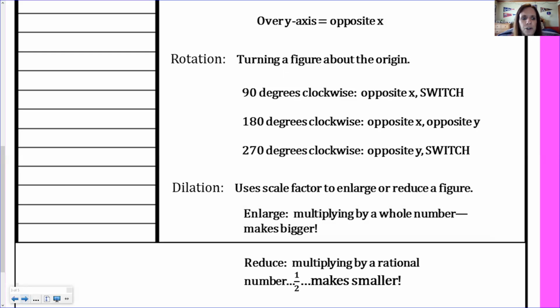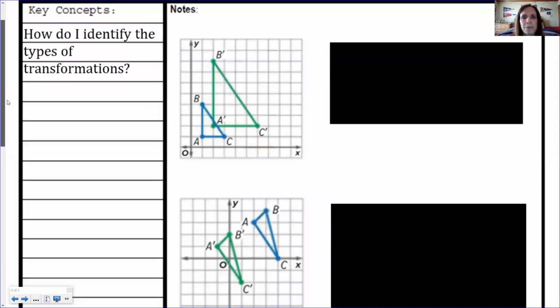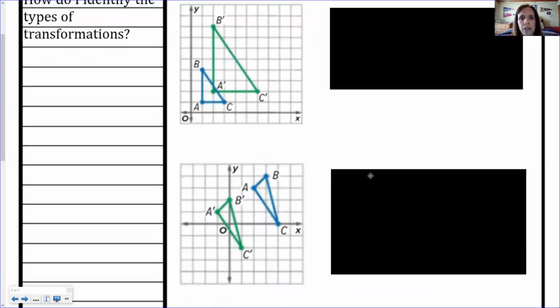Now let's see if we can figure out, I'm showing you 4 images on the next page in your notes. What transformation is it? So looking at this first one, what do you notice happening? Triangle ABC in blue, and then we have triangle A prime, B prime, C prime. It appears to have gotten bigger or enlarged. What transformation is that?